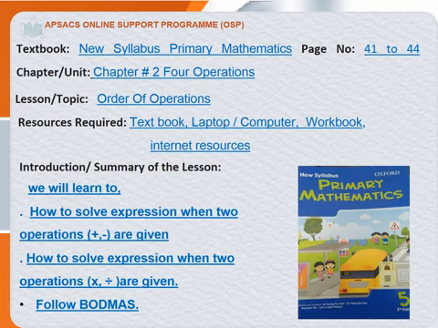Summary of the lesson. We will learn how to solve an expression when two operations, plus and minus, are given. How to solve an expression when two operations, multiply and divide, are given. Follow BODMAS.